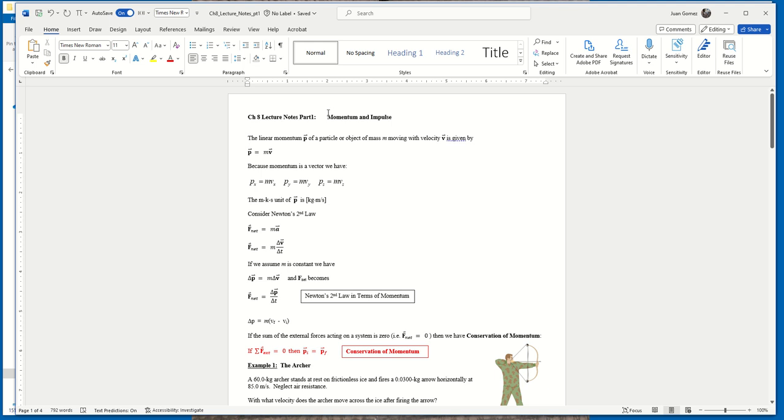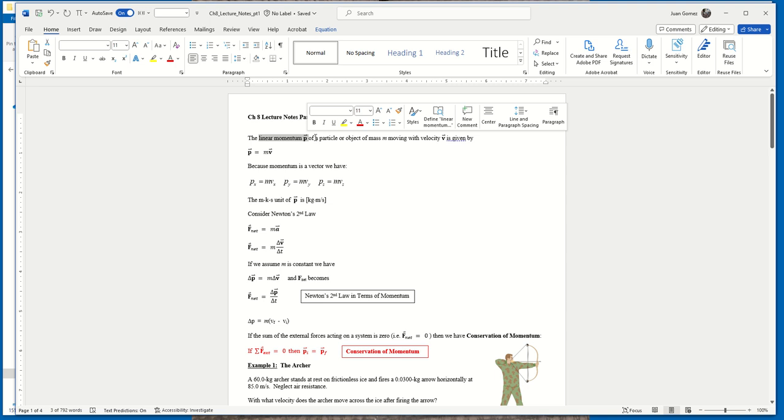Chapter 8 deals with momentum and impulse and also center of mass. We'll worry about center of mass in some future lectures. So right now let's look at momentum. Well, we have linear momentum because there's also something called angular momentum, which deals with rotational motion, which we'll get to in later chapters.